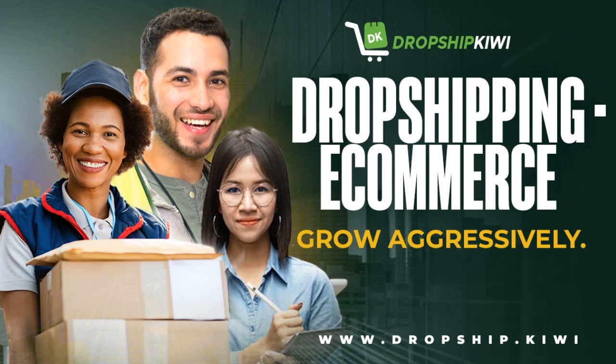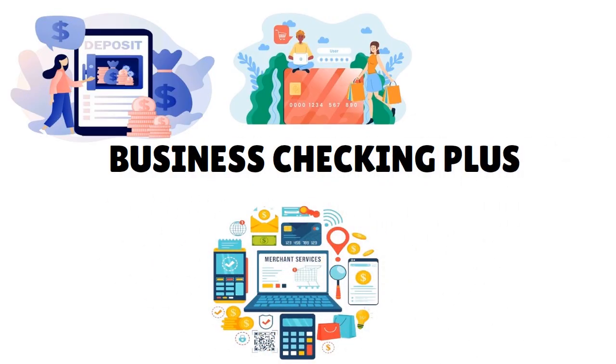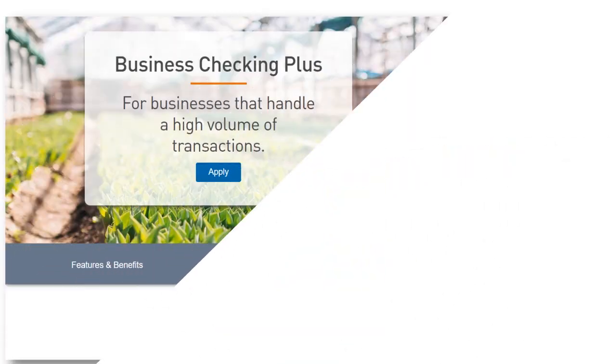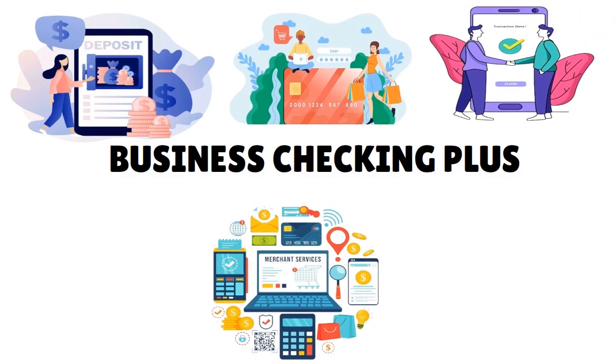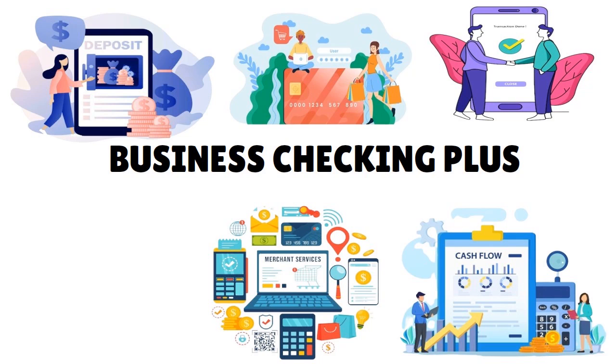Next, I want to talk to you about the second PNC business account. The first one was the business checking for basic needs. The second one is the business checking plus. The PNC business checking plus is a great account. Basically, this is an account for businesses that handle a high volume of transactions. We love that a lot. Here you are able to get more transactions plus tools to help you manage cash flow. You have higher limits, more combined transactions, and cash deposited activity without charge.